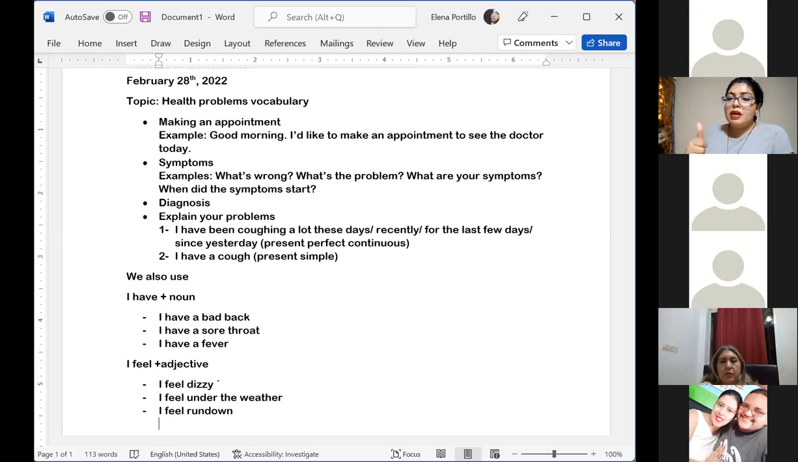Tenemos los dos tipos. El primero se forma utilizando yo tengo más el nombre. Yo tengo a bad back, una espalda mala, o sea que le duele la espalda. I have a sore throat, yo tengo una garganta irritada. And I have a fever, tengo fiebre o tengo calentura, como nosotros lo conocemos. El segundo, I feel plus adjective, siento más el adjetivo. I feel dizzy, me siento mareado. I feel under the weather, no me siento como yo mismo. And I feel run down, igual. Siento malestar general porque llevo una vida poco saludable.